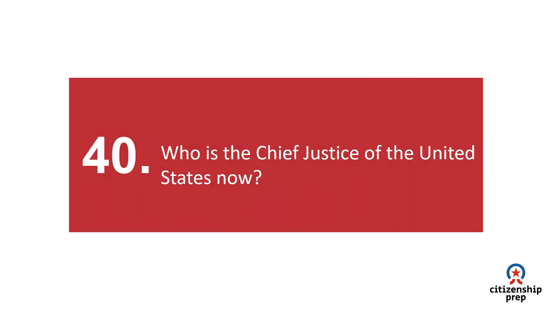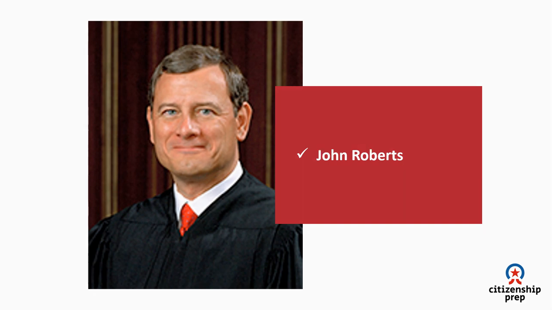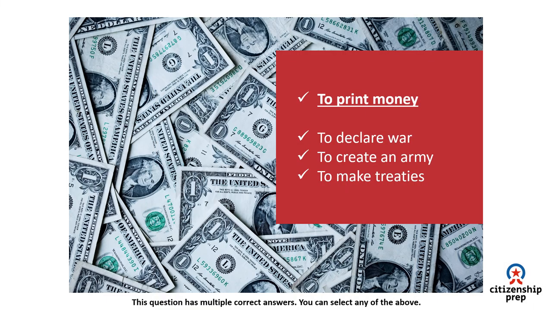Who is the Chief Justice of the United States now? John Roberts. Under our Constitution, some powers belong to the federal government. What is one power of the federal government? To print money.